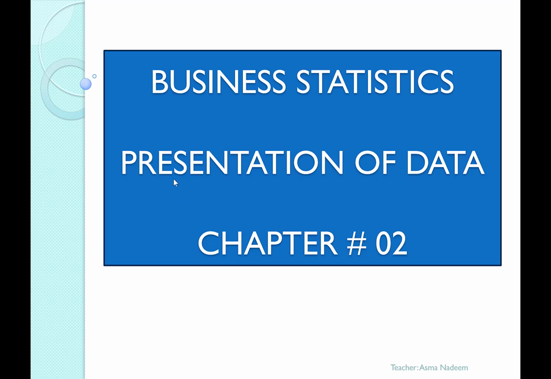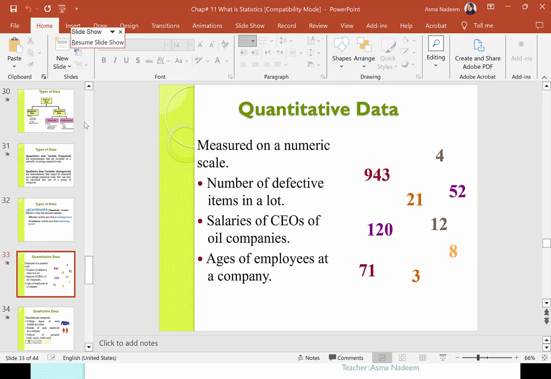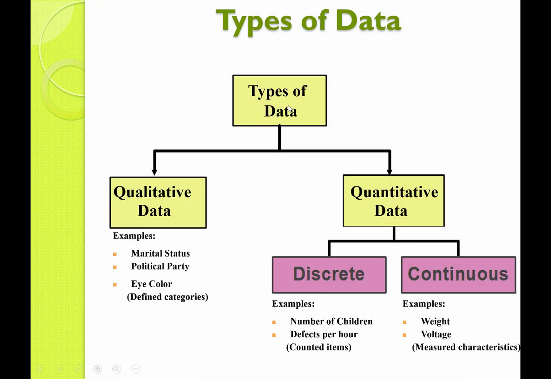We are going to start a new chapter of business statistics, that is presentation of data. That is chapter number 2 in your book. We already discussed data in detail in chapter number 1, like what is data, what are the types of data, quantitative and qualitative types of data. If you remember this slide, there are two types of data, qualitative and quantitative. In quantitative, we further divide the types into discrete and continuous.